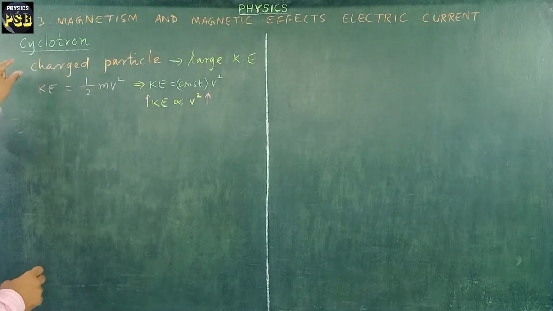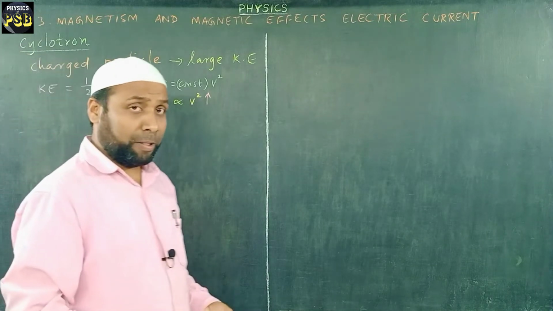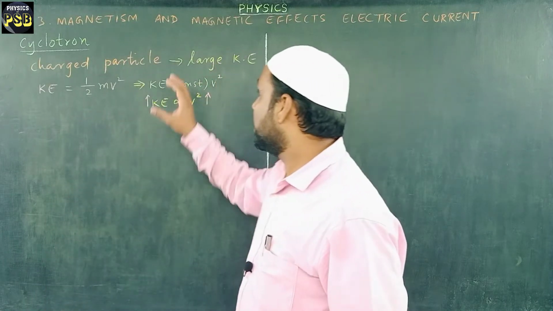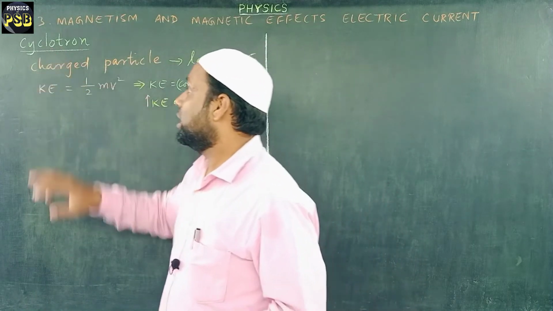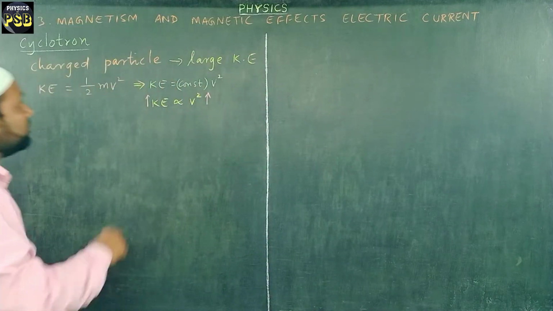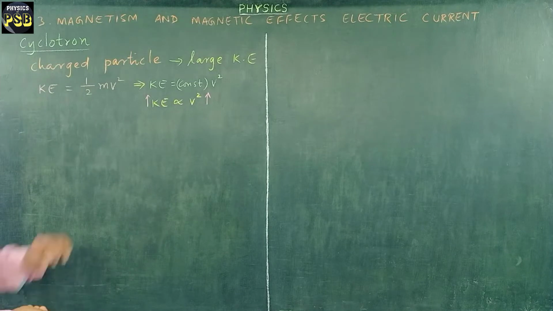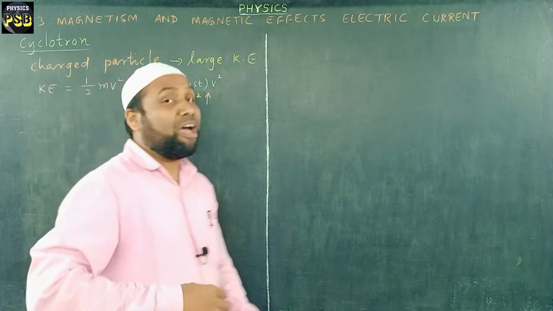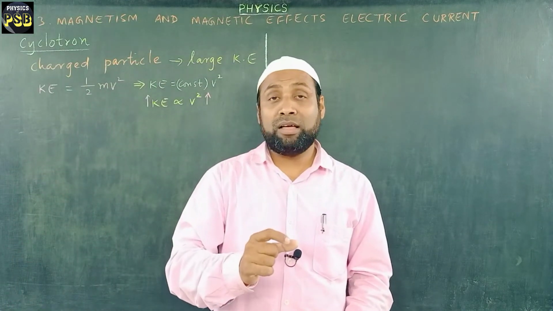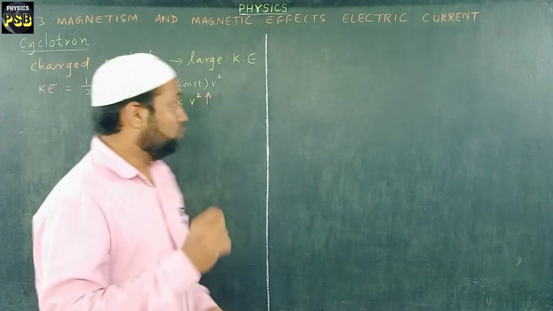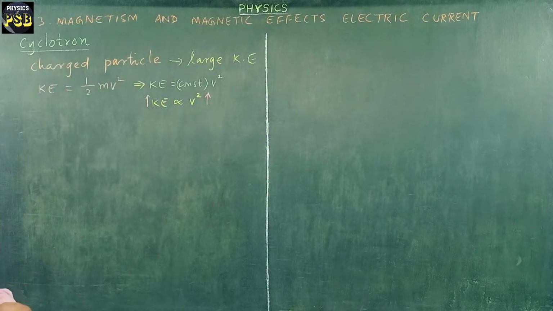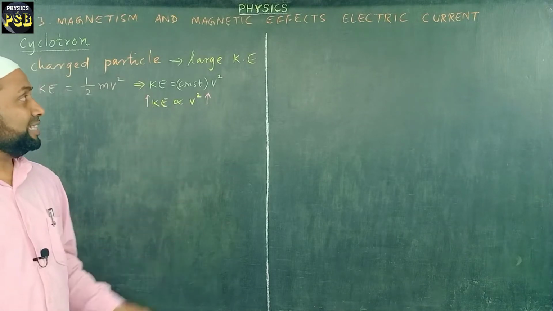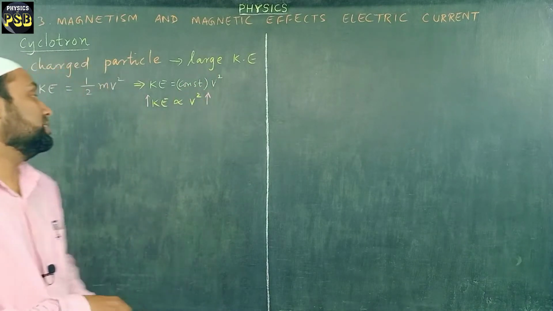So when we increase the velocity of an object, the kinetic energy increases. This is what is done in cyclotron. In cyclotron, we increase the velocity of charged particles. By doing so, the kinetic energy increases. Whenever we vary the velocity, we use the term acceleration. The variation of velocity with time is referred to as acceleration. So, in a cyclotron, we accelerate charged particles, which results in the increase of kinetic energy. You remember this.